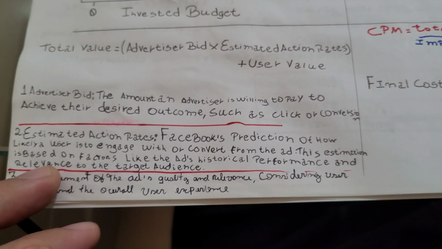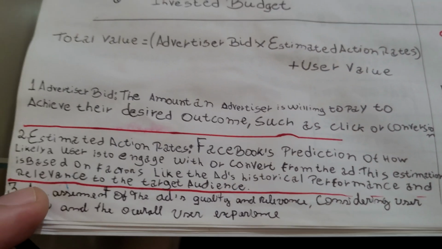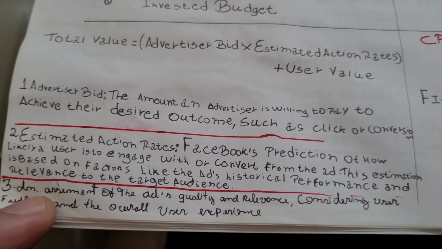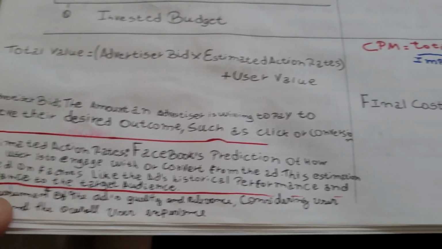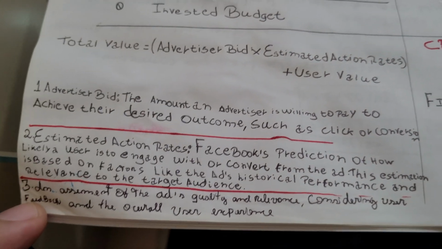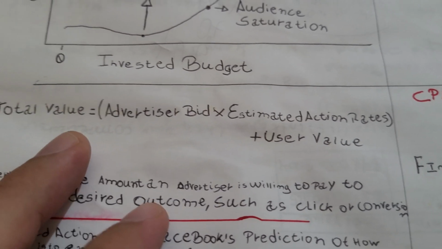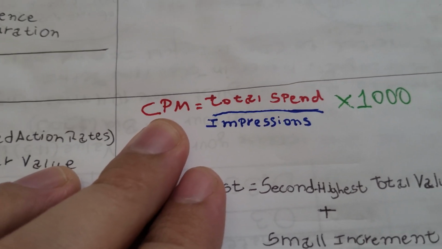This estimation is based on factors like the ad's historical performance and relevance to the target audience. And then finally, we have an assessment of the ad's quality and relevance, which is the user value, considering user feedback and the overall user experience. So basically, this formula over here is the quality of your ad compared to the user experience, which is practically the same thing that will determine your CPM.